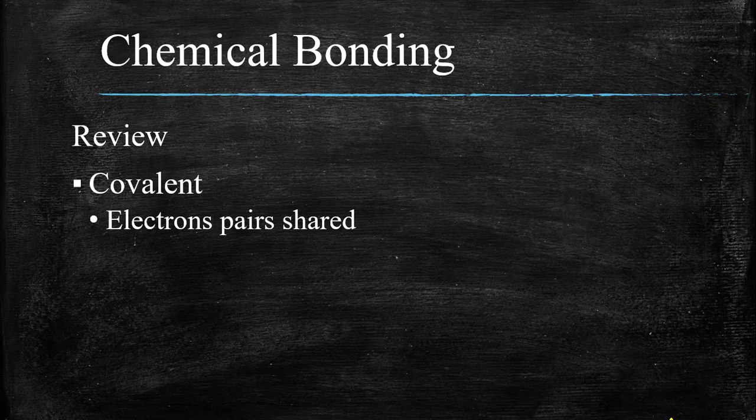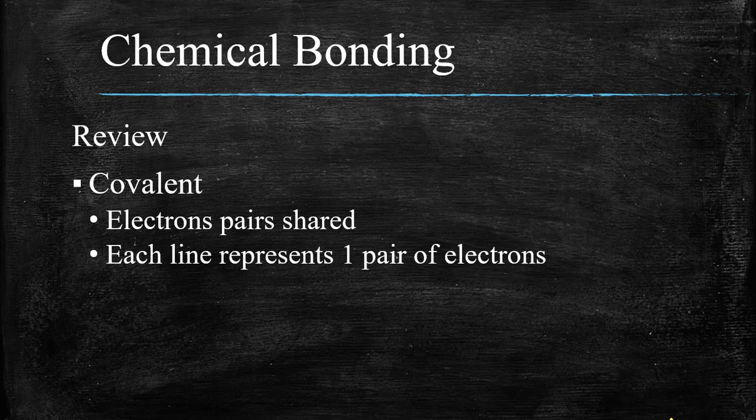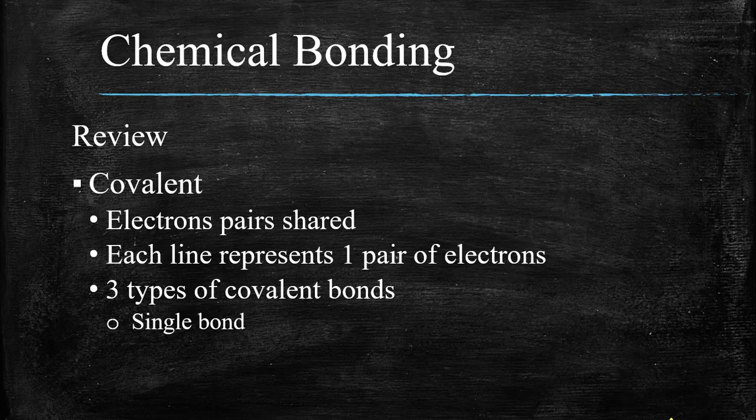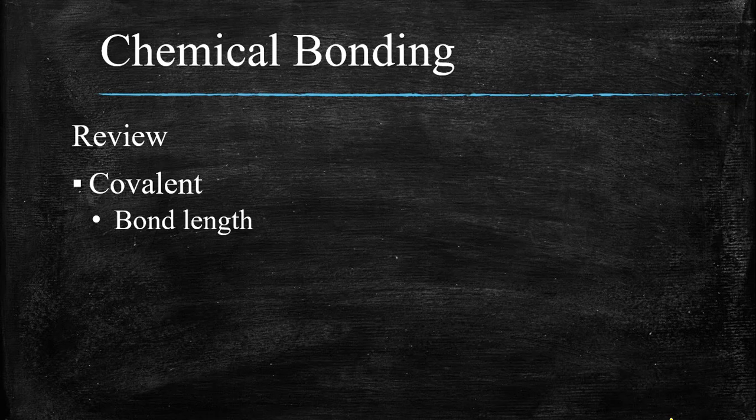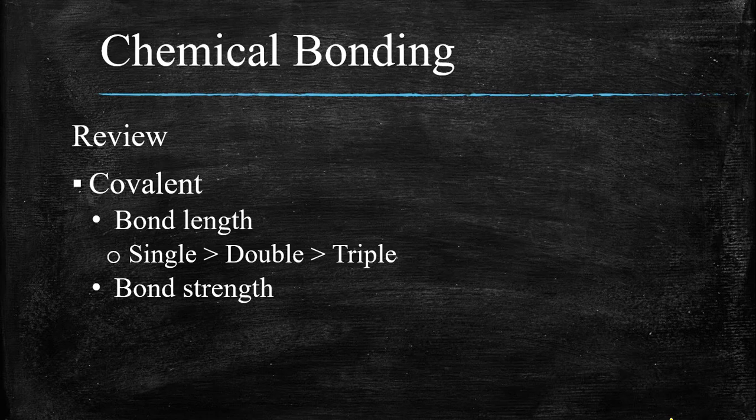In covalent compounds, electron pairs are shared. When drawn out, each line between 2 elements represents a pair of electrons. There are 3 types of covalent bonds: single bonds, where 1 pair of electrons are shared, double bonds, where it's 2 pairs, and triple bonds have 3 pairs. There is no such thing as a quaternary bond. The length of bonds between single, double, and triple are not the same. A single bond is longer than a double bond, which is longer than a triple bond. And for bond strength, a triple bond is stronger than a double bond and is stronger than a single bond.